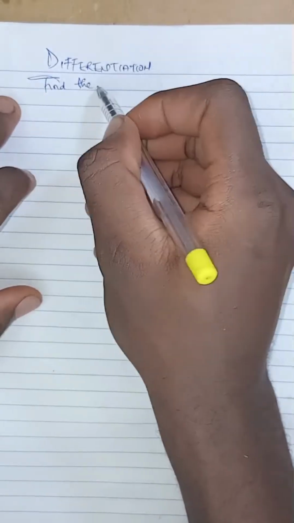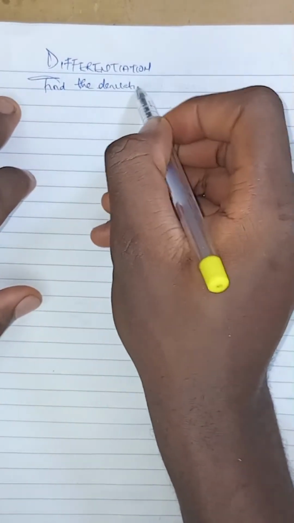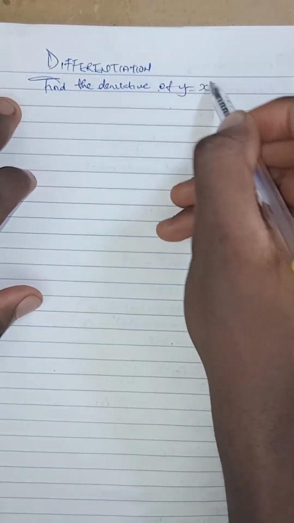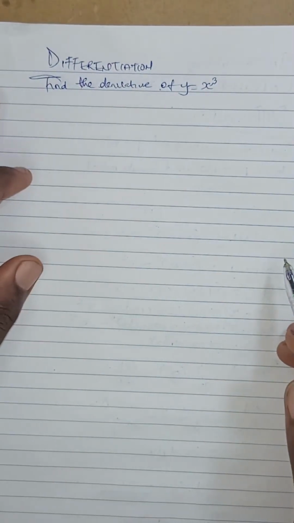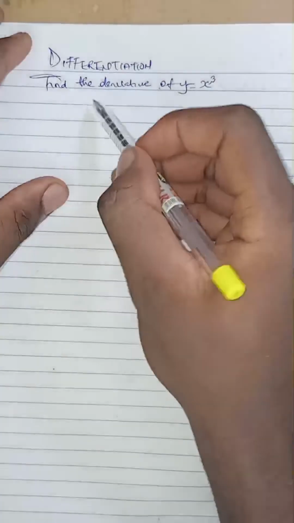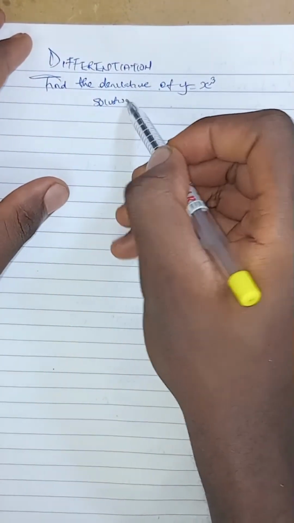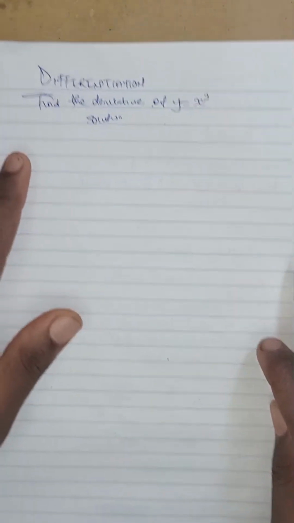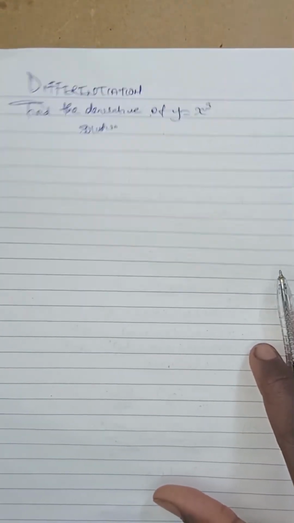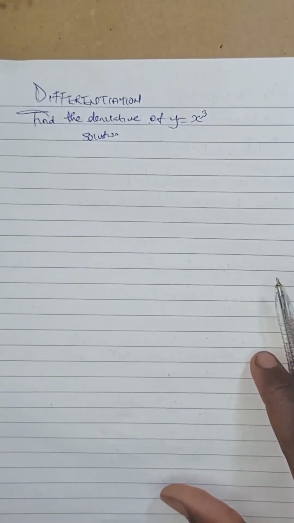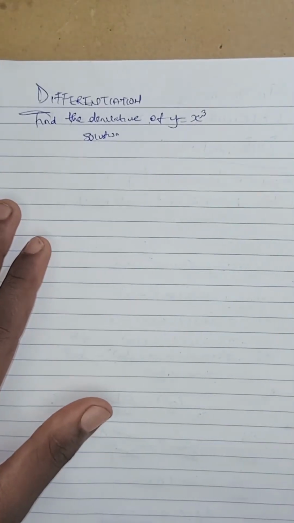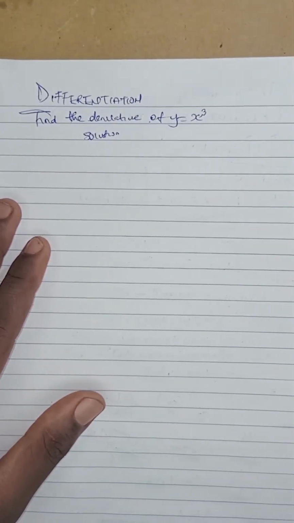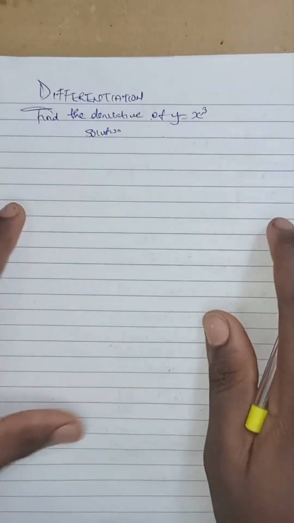Find the derivative of y is equal to x to the power of 3. Solution. Recall I said earlier that you can solve this in two ways, either by the first principle or by the formula method.